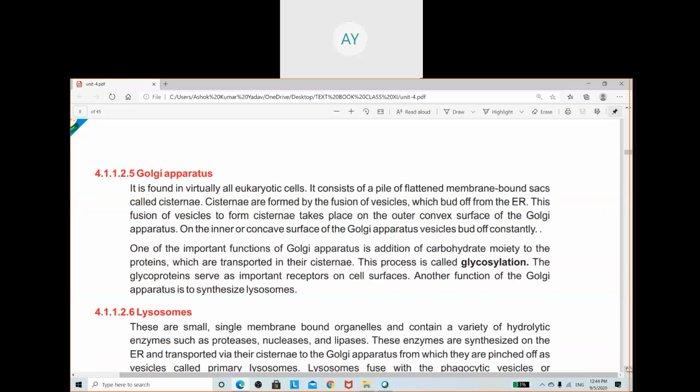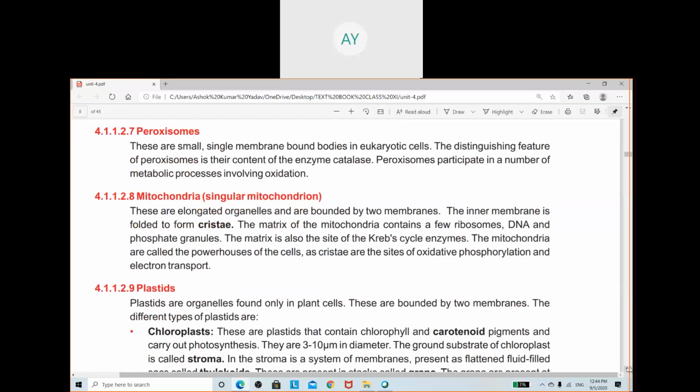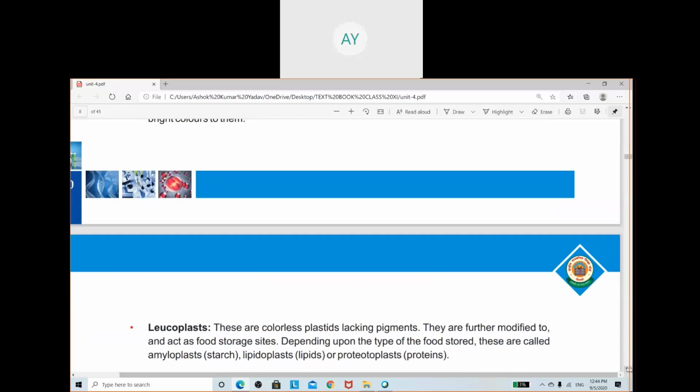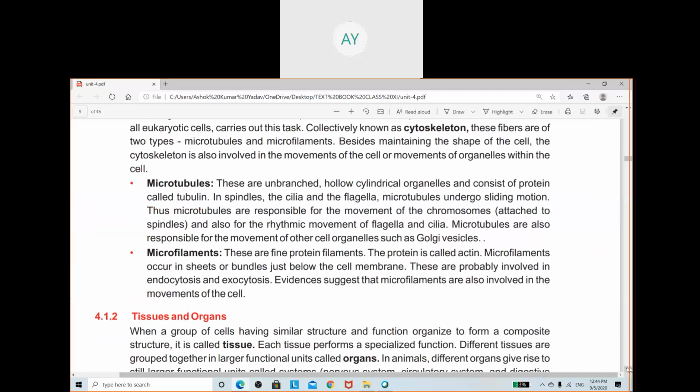So I have covered the cytoplasm, I have covered the chloroplast, and I have briefed the function of different cell organelles. Next day, I will again explain the Golgi apparatus, lysosome, peroxisome, mitochondria, plastid, leucoplast, and cytoskeleton. So these things we will discuss in the next class.